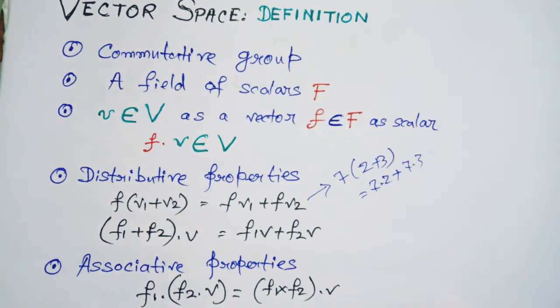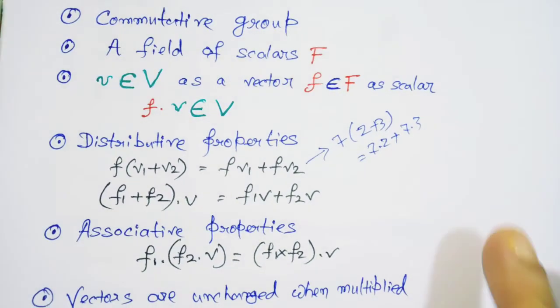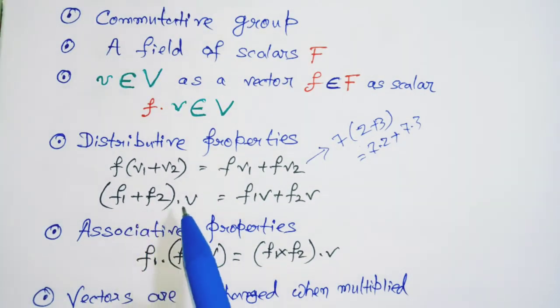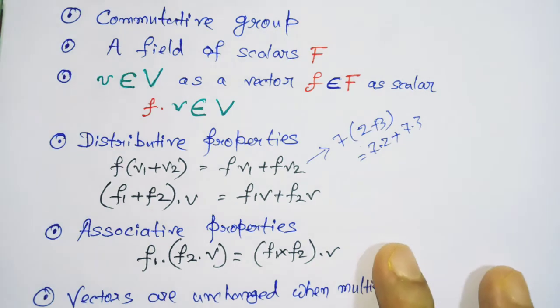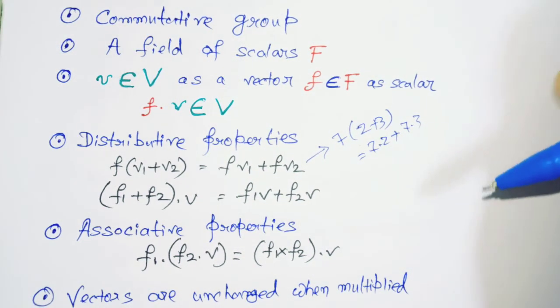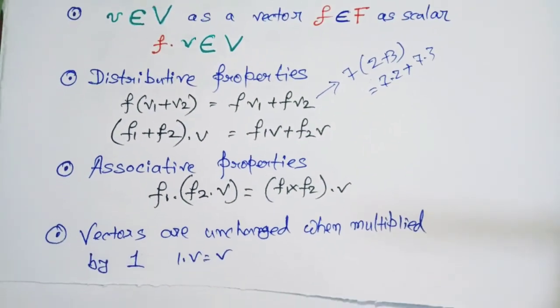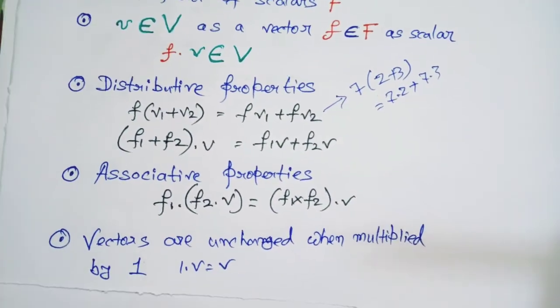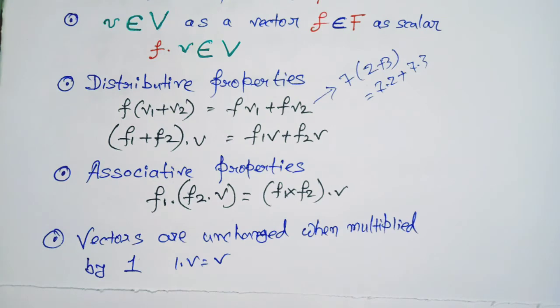So this is the distributive property, in some certain cases. This is another example, f1 plus f2 multiplied by v. Associative property: we have seen this one, I think this is quite clear. f1 multiplied by f2 times v gives you this one. And vectors are unchanged when multiplied by 1.